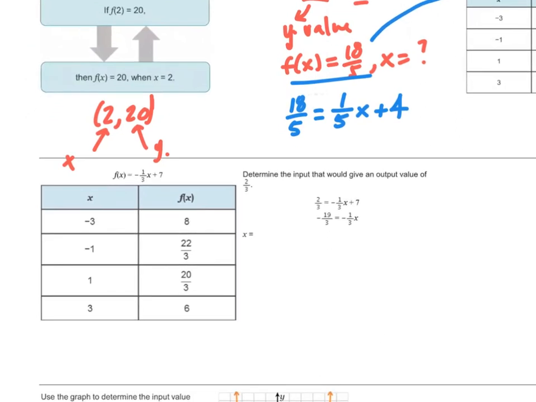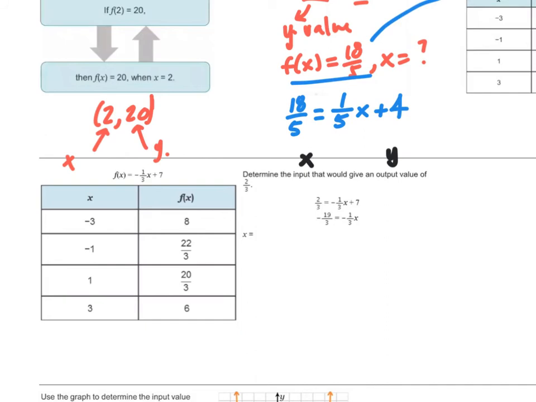Okay, it says that you have this function here. f(x) is equal to negative 1/3 x plus 7. Determine the input value that would give an output value of 2/3. So remember, input means x, output means y. All right. So we want to plug 2/3 into our function, which is what we've done here, and then that's equal to negative 1/3 x plus 7. We went ahead and subtracted 7 from both sides, so we get this value here.